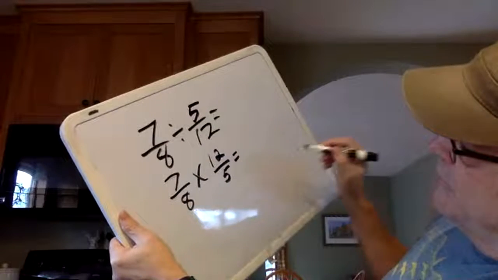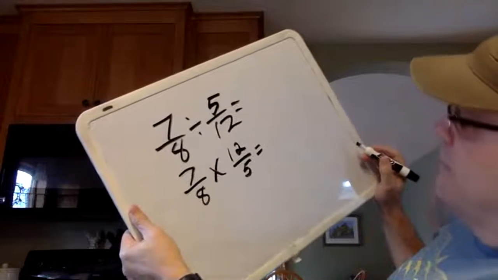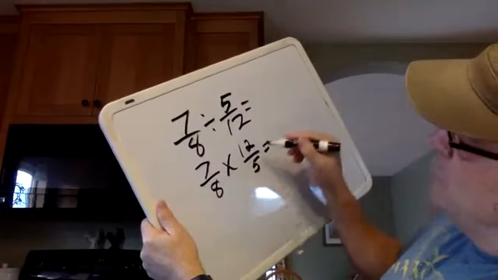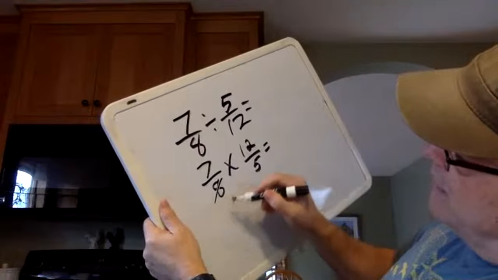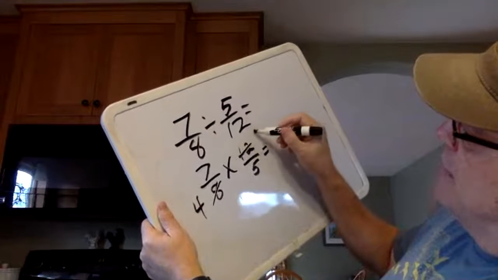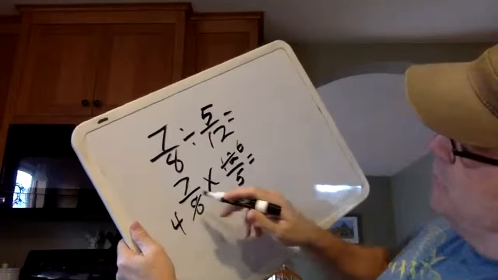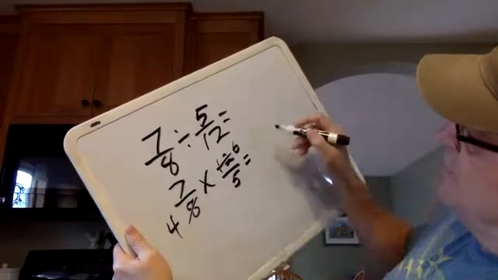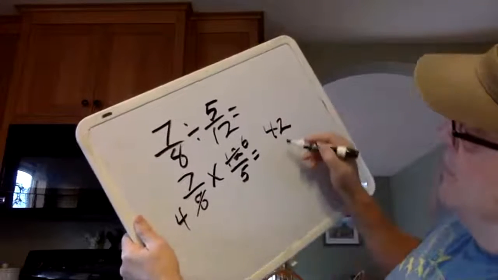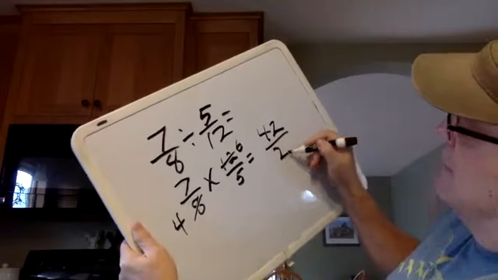Now, 7 and 5, there's nothing you can do with that. 8 and 12 you can, though. You can divide by 4 and get a 2, and 12 by 4 and get a 3. Then you multiply straight across again. 7 times 3 is 21, and 2 times 5 is 10.